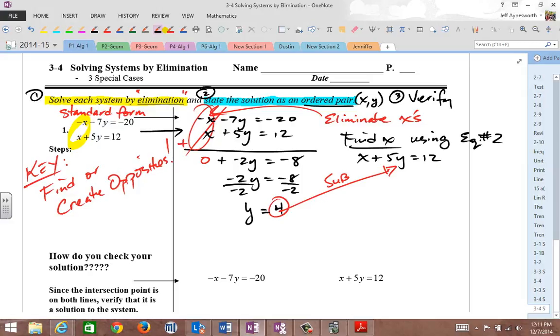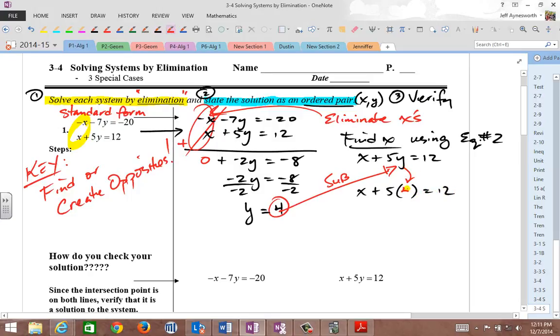We taught the substitution method first. All right, so this should sound familiar. And so what we're going to have here is x plus 5 times whatever y is equals 12. So I need to substitute that y value in, which is y equals 4. All right, then you just simplify and you go with the flow.